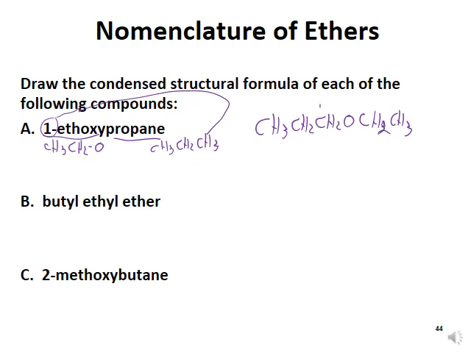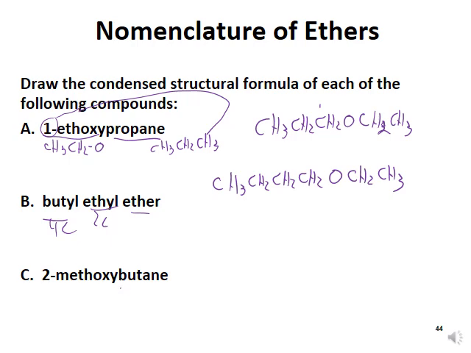Not too shabby. Butyl, ethyl, ether. Butyl group is 4 carbons, ethyl is 2 carbons. So CH3, CH2, CH2, CH2O, and then the ethyl on the other side. Man, when we go from name to structure, it goes fast, especially if you know what you're doing.